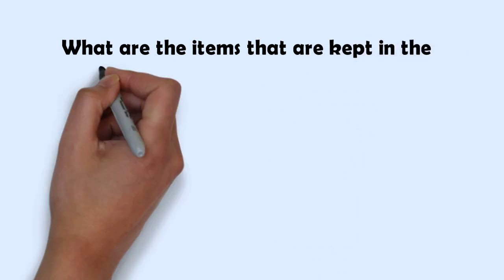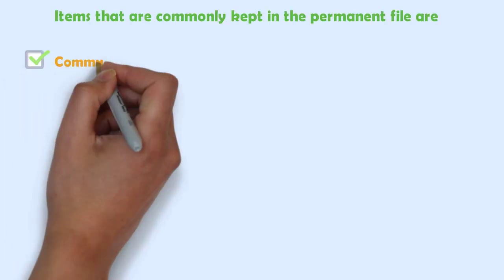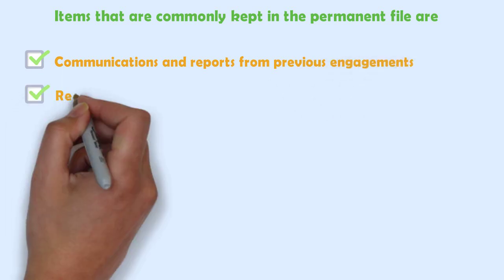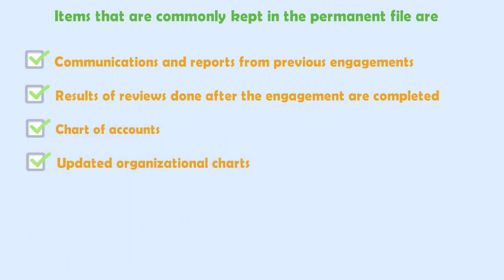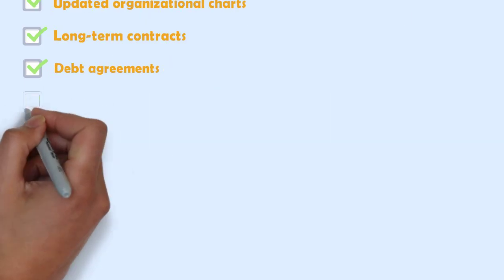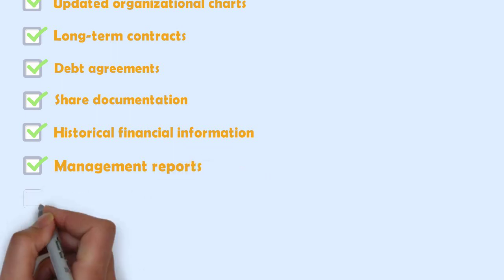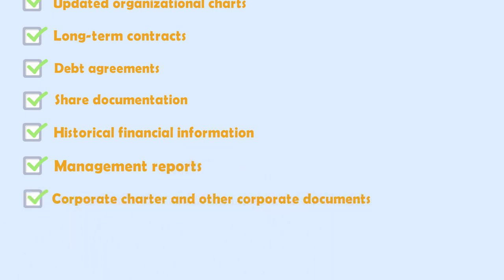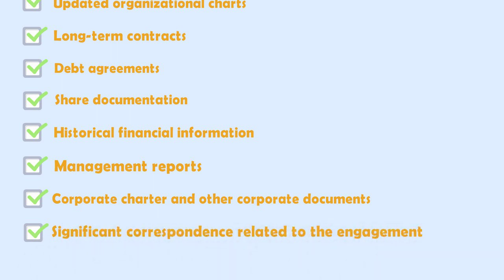What are the items that are kept in the permanent working paper file? Items that are commonly kept in the permanent files are communication and reports from previous engagements, results of reviews done after the engagements are completed, chart of accounts, updated organizational charts, long-term contracts, debt agreements, share documentation, historical financial information, management reports, corporate charter and other corporate documents, and significant correspondence related to the engagement.